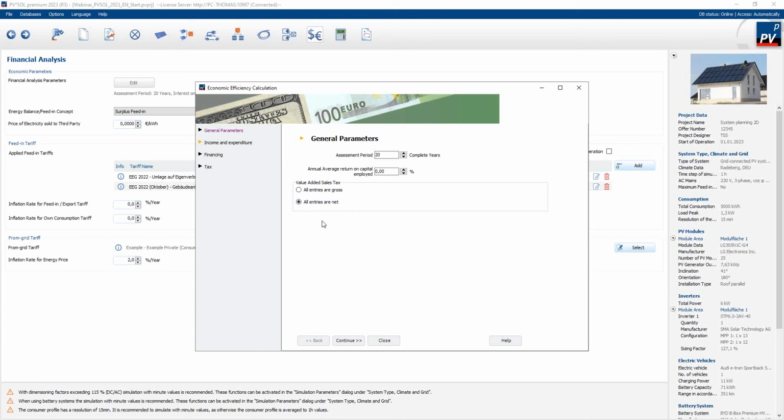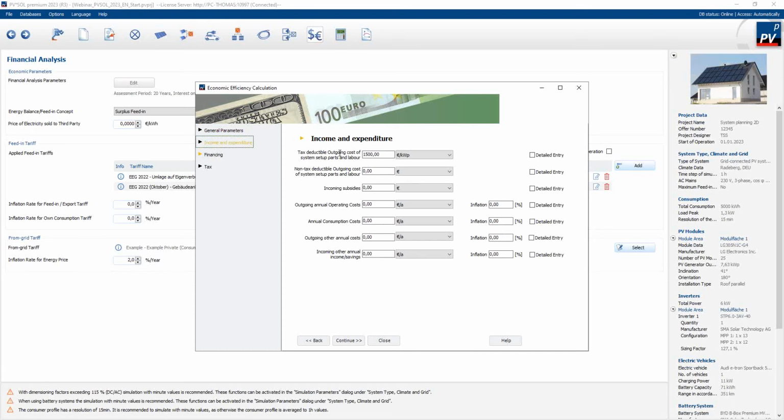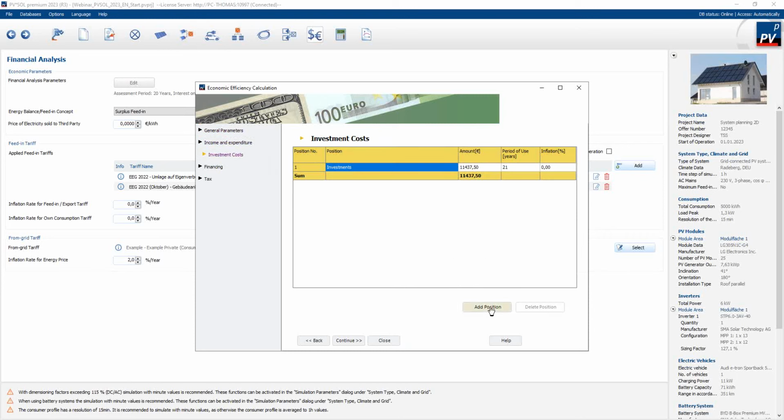To define the costs, we have to go to the next window, the income and expenditure window. And here in the upper part, this is a placeholder, 1,500 euro per kilowatt peak. You can also enter it in total in euro. If you would like a more detailed entry, you have to check detailed entry on the upper right-hand side, and then you can add positions, for example, for your PV installation, your battery system, as well as for the inverter, and so on.